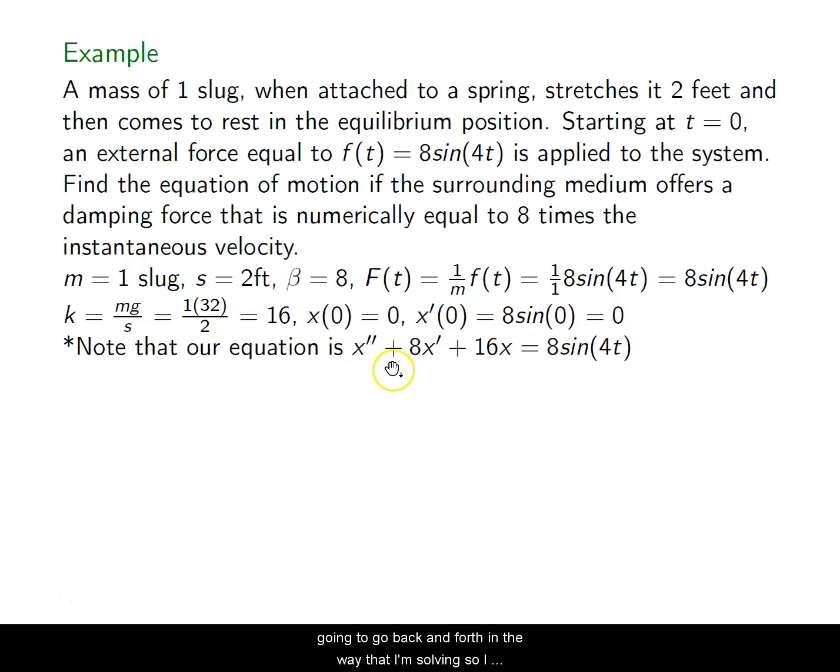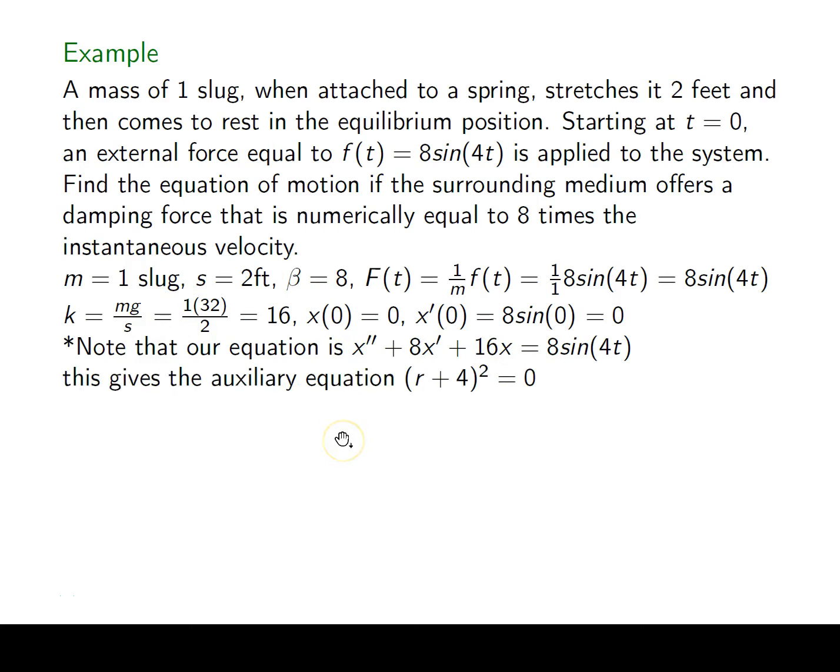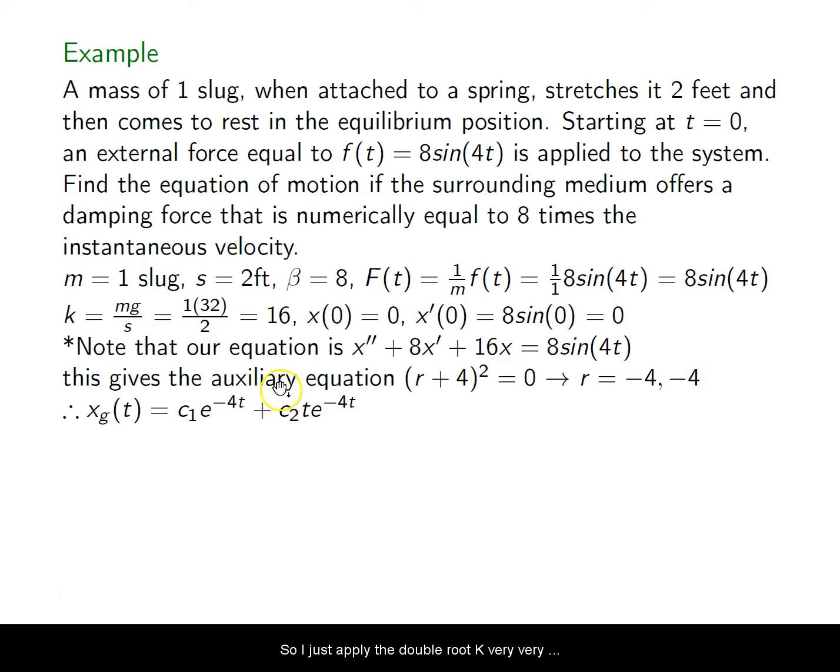Again, I said I'm going to go back and forth in the way that I'm solving. So I have k, m, and beta. I can jump straight into my solutions if I wanted to. But notice that this is actually really easy to solve. So the auxiliary equation looks like this, and I know what the solutions are. It's a double root, so I just apply the double root. Very straightforward. Or I could have just checked the beta over 2m squared minus k over m, basically b squared minus 4ac, and see what happened there. So this is my general solution.